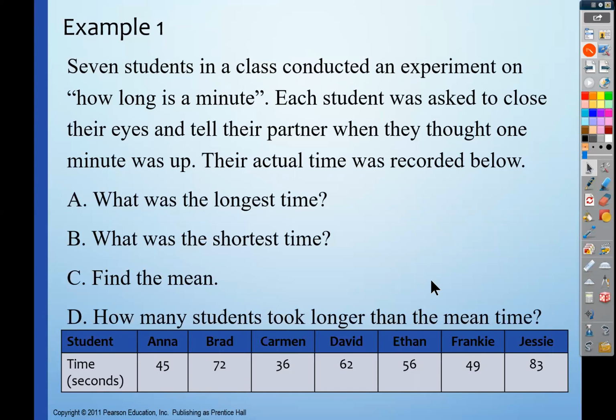So what was the longest time? 83 seconds. What was the shortest time? 36 seconds. Find the mean and see how many students took longer than the mean. Okay, so the longest time we said was Jesse at 83. The shortest time was Carmen at 36.